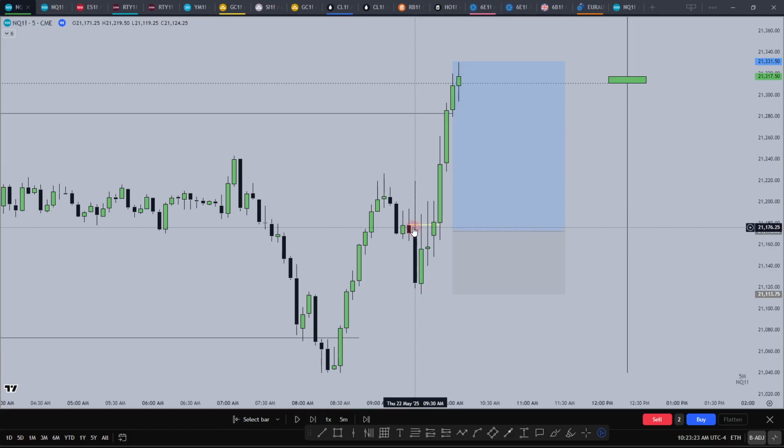Now adding in the drivers relation, which I have made a separate in-depth video on. You have to watch that. 8:30 confirms the reversal, 9:30 gives continuation. This was my entry.